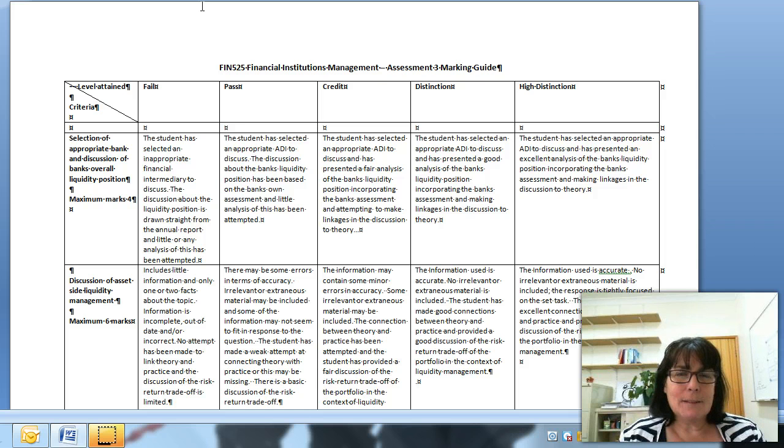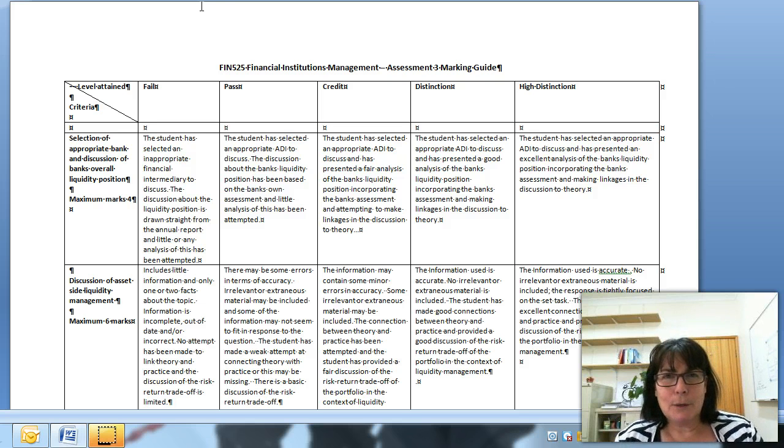Basically, this assessment deals with finding a bank's annual report and analysing its liquidity position. So we're looking at this assessment through the frame of liquidity management, obviously being one of the major risks that a financial institution can face. So that's the framework, that's the big picture. Now the criteria that I've decided on for assessment, I'll talk through now.